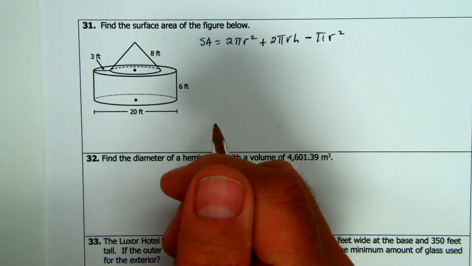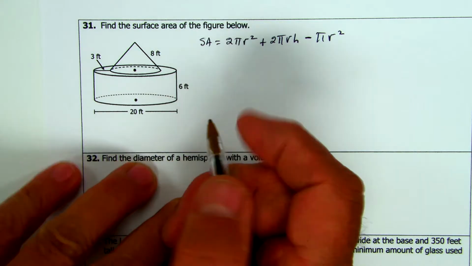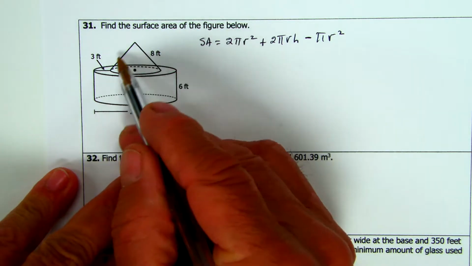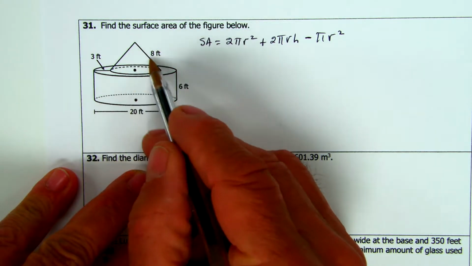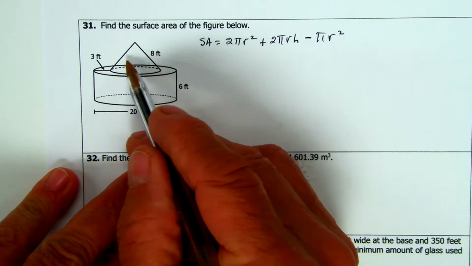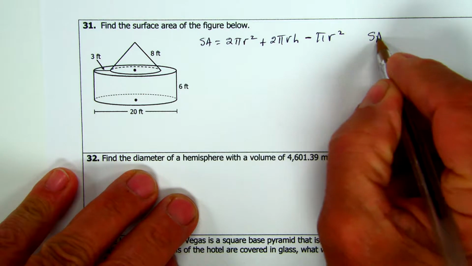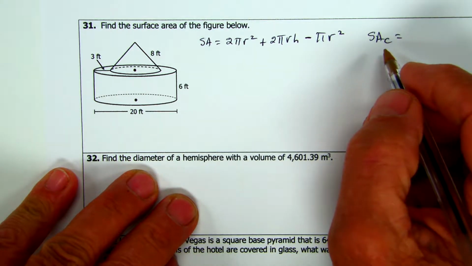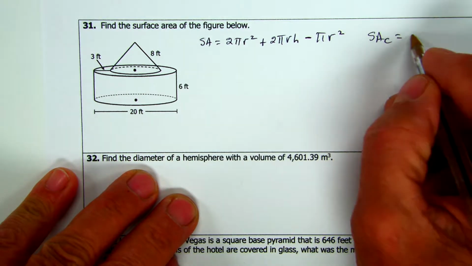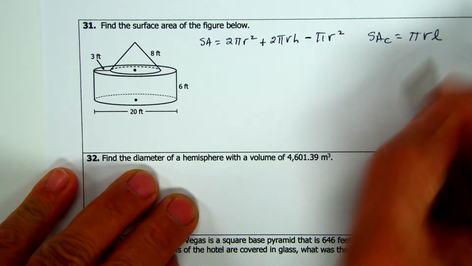And then we would have to find the surface area of a cone. Now this would be just the lateral area of a cone. So the surface area of the cone there would be just the lateral area of the cone, which would be pi r l for the cone.